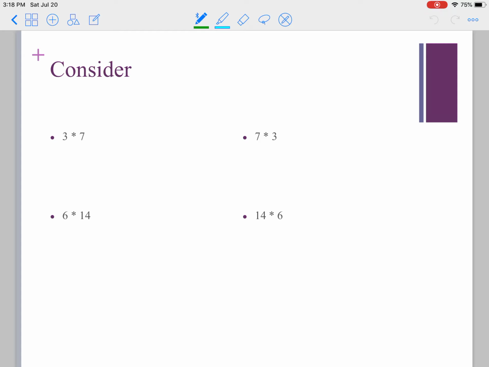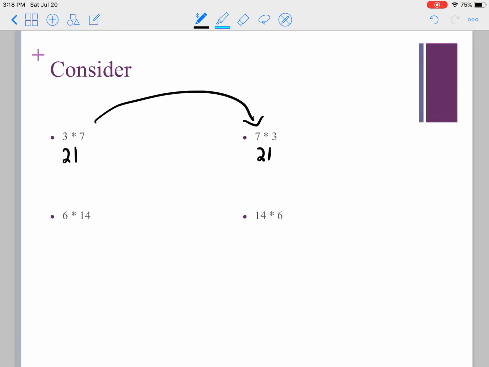So let's consider 3 times 7 and 7 times 3. Think about what that expression would equal, or actually simplify to. So 3 times 7 is 21. 7 times 3, looking over here, 21.